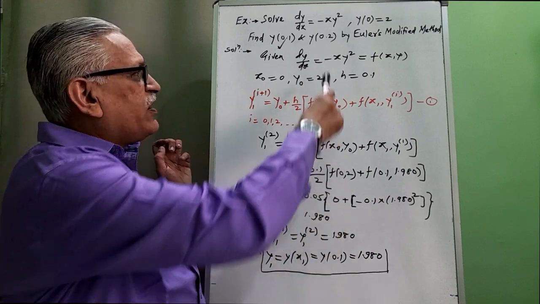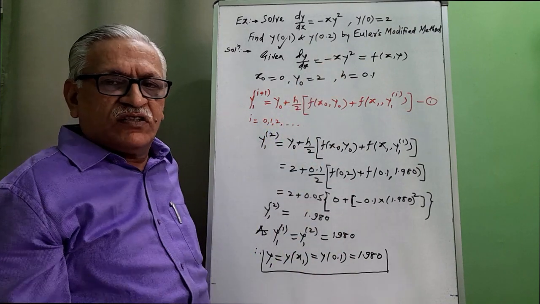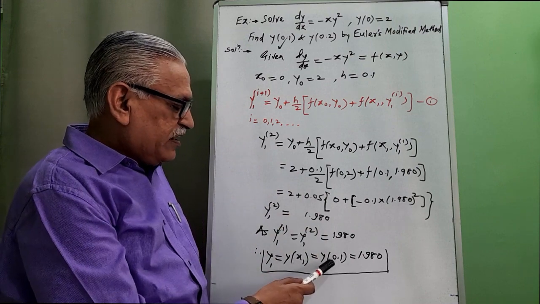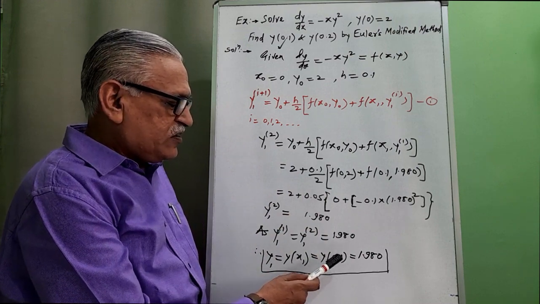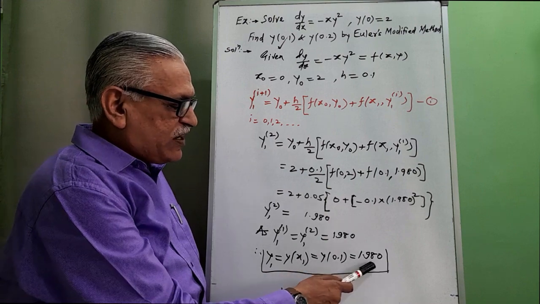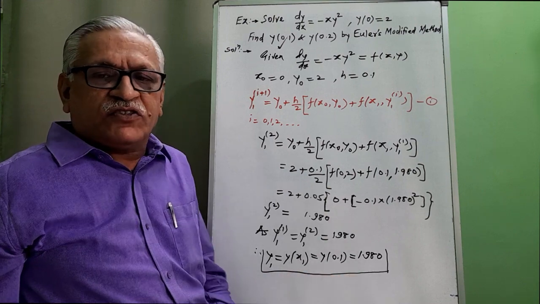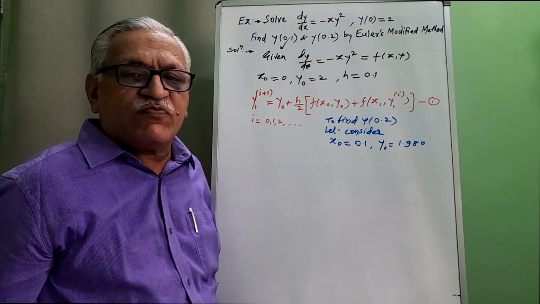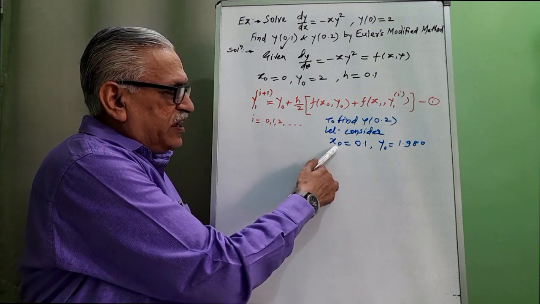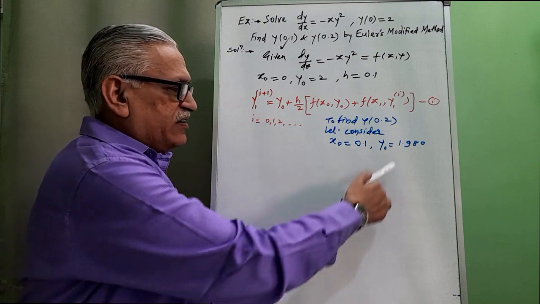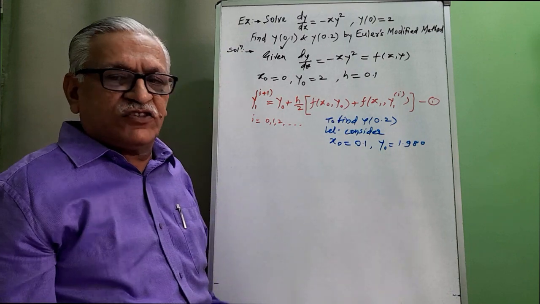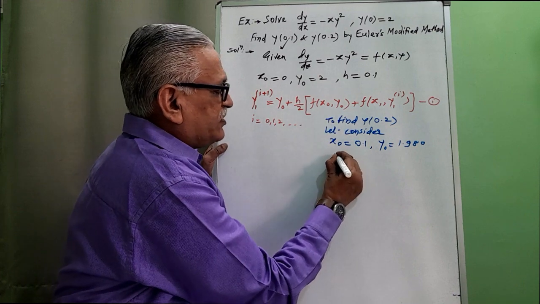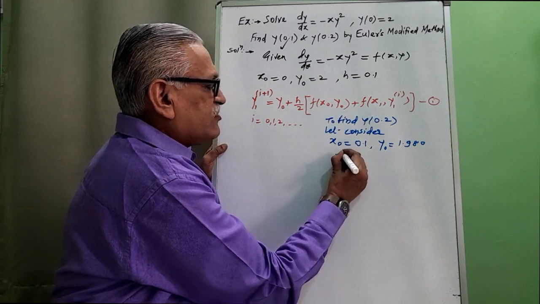Then we require to find y at 0.2, which means we have to repeat the same steps once again by considering the initial value x0 as 0.1 and the corresponding y0 as 1.980. Therefore, to determine the value of y at 0.2, we consider x0 as 0.1 and y0 as 1.980, and with these two values we try to find the initial approximation by Euler's method.